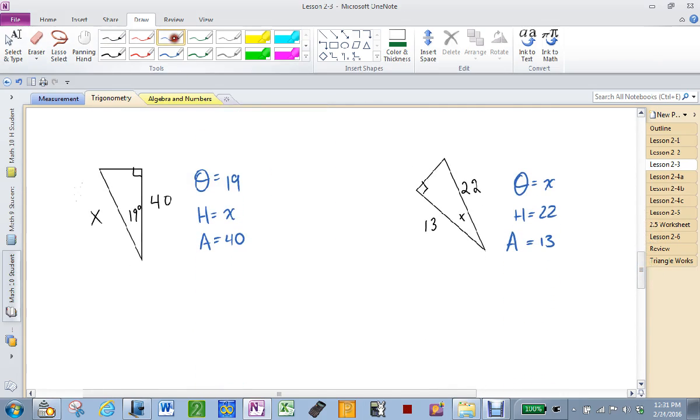Now, this one I was mean. What are you going to use with O, H, and A, or theta, H, and A? Cos. Cos of 19 equals A, 40 over X. When the X is on the bottom, what do you do? Divide. So it's 40 divided by cos 19 to get X. And X is, who has an answer for me? 42.3.